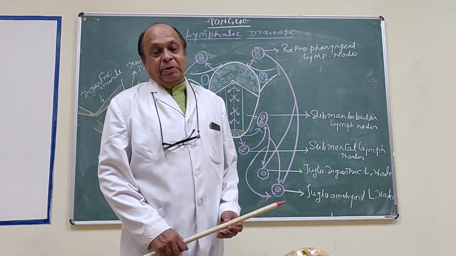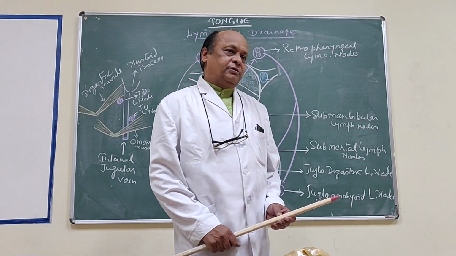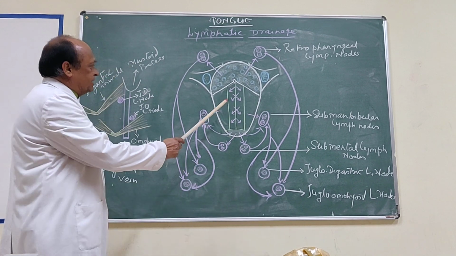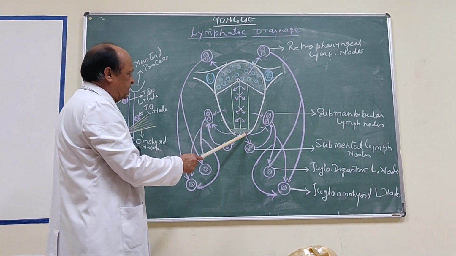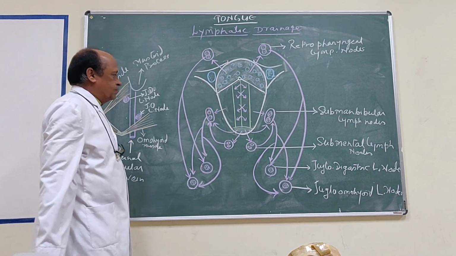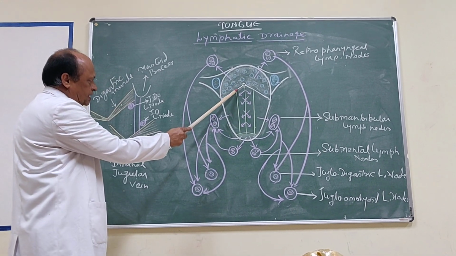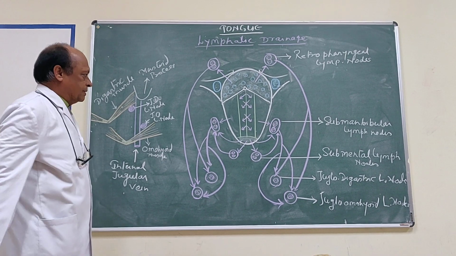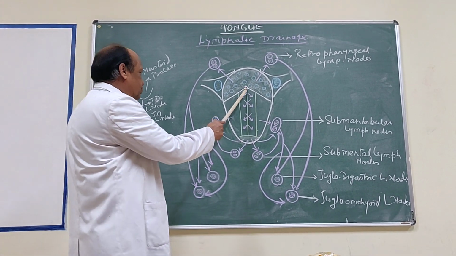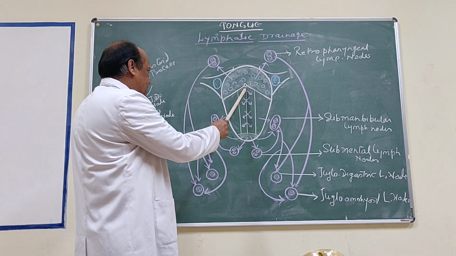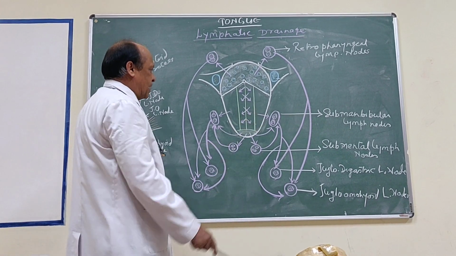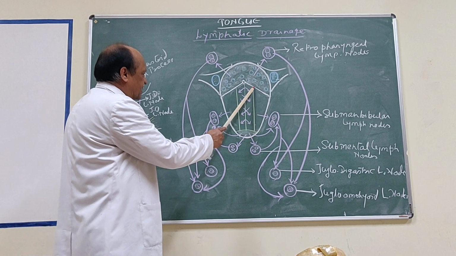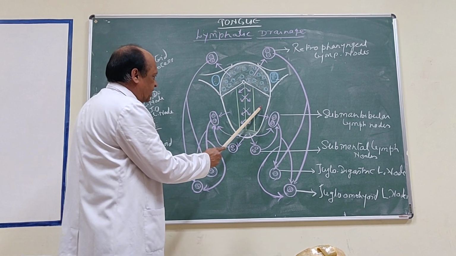Let us see about the lymphatic drainage of tongue. For convenience, tongue is divided into two, anterior 2/3 and posterior 1/3. We concentrate over here on the anterior 2/3 of tongue. It is divided into two by this midline, dividing right and left equal halves. Now each half is again divided into two, central portion and the lateral portion.